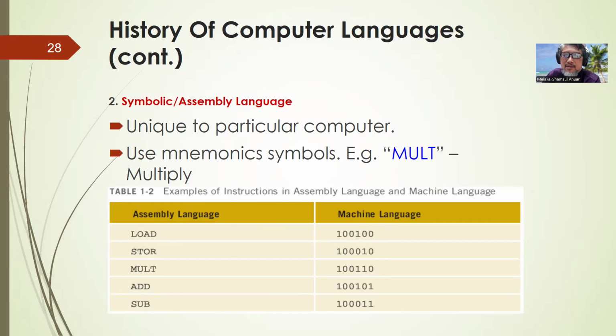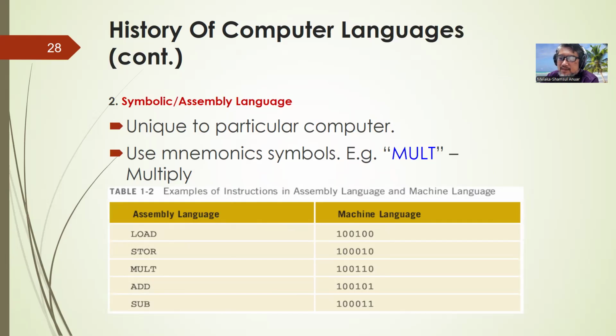It's unique to a particular computer. It uses mnemonics, with a silent M in front of mnemonic. So why do we even need a silent letter? But it is what it is in the English language. An example is MULT, M-U-L-T, for multiply. So the word MULT means multiply.